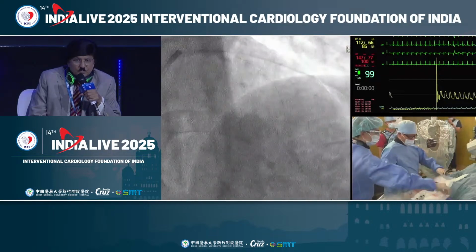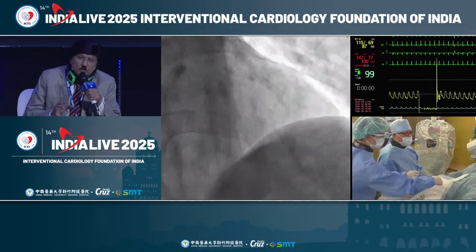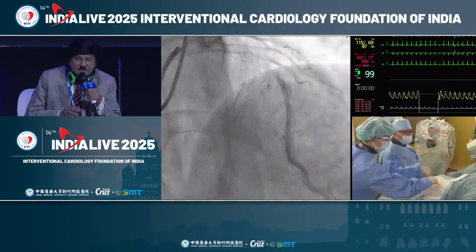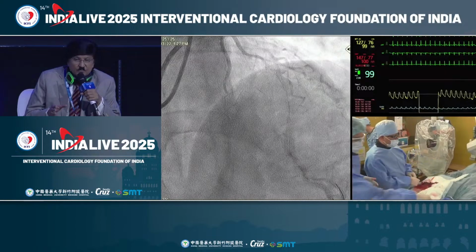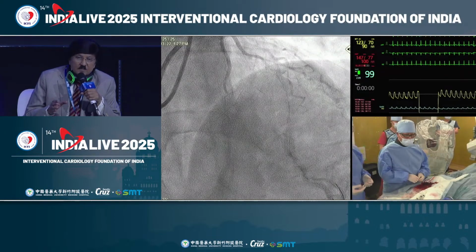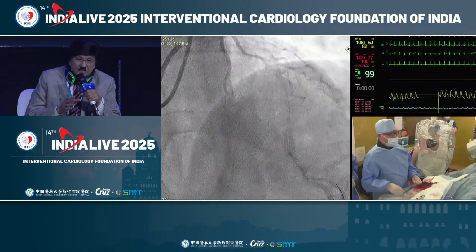Okay, so 2 over, please, 2 over. So do you believe in doing a rotational speed rotablation after you cross the lesion? Yes, of course. From 180 to 120 or something like that.